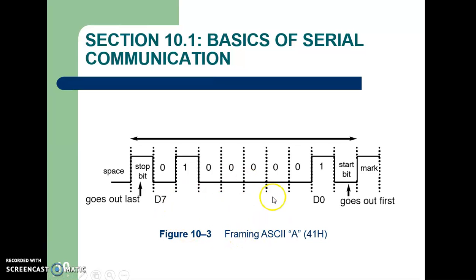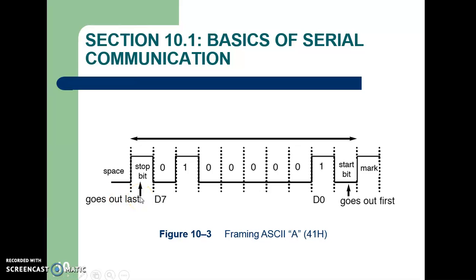This is a frame of the ASCII character A. What is the ASCII value of capital A? 41. So 41 is 0100 0001. We have to send the LSB first. So this is the LSB and this is the MSB. Before this LSB, one start bit will be added. This is the start bit, and it is always low. After the start bit, these are the 8 data bits, and after the last bit, there is one stop bit. The stop bit is always high.